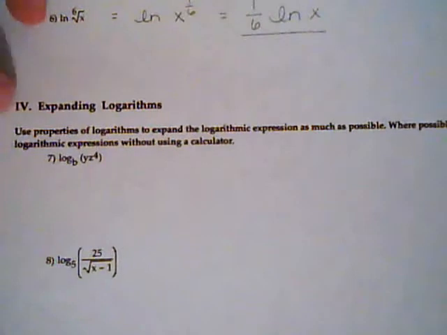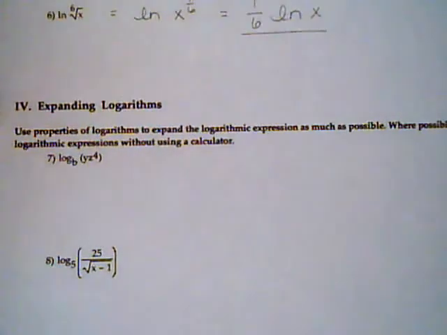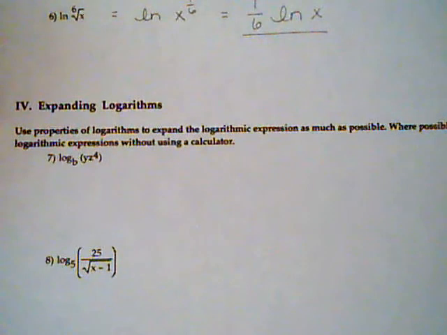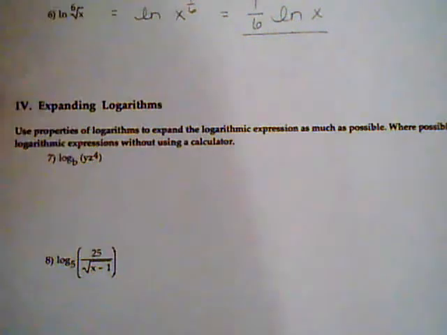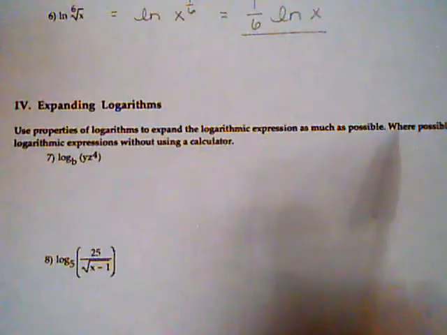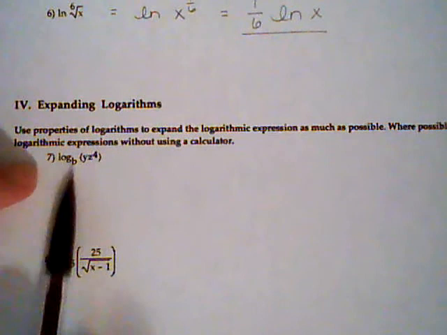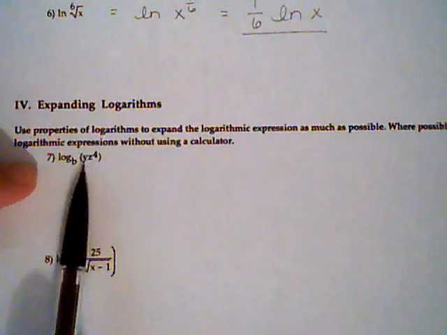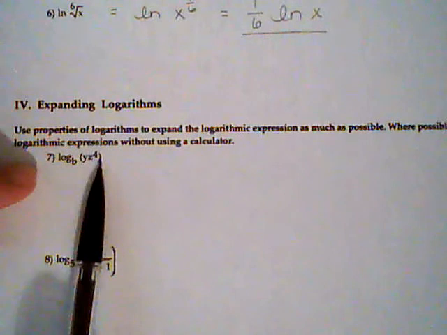If you look at section 4, it actually says expanding logarithms. So you're going to be using the 3 properties that we've talked about in this section, the power rule, the quotient rule, and the product rule, to expand logarithms. Okay, so as I look at number 7, it's log base b of y times z to the 4th.